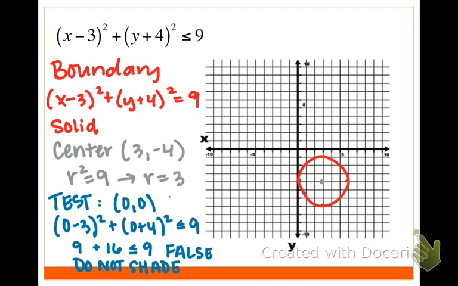So if I look at the two sides of my circle here, I have the inside and I have the outside. 0, 0 is on the outside. So if I want to shade the side that does not have 0, 0, I want to shade on the inside. So I would shade inside my circle, and it's every single point in there, including the boundary because of the equal to sign. The less than or equal to. So here we don't have a system, we don't have two equations, we just have the one.